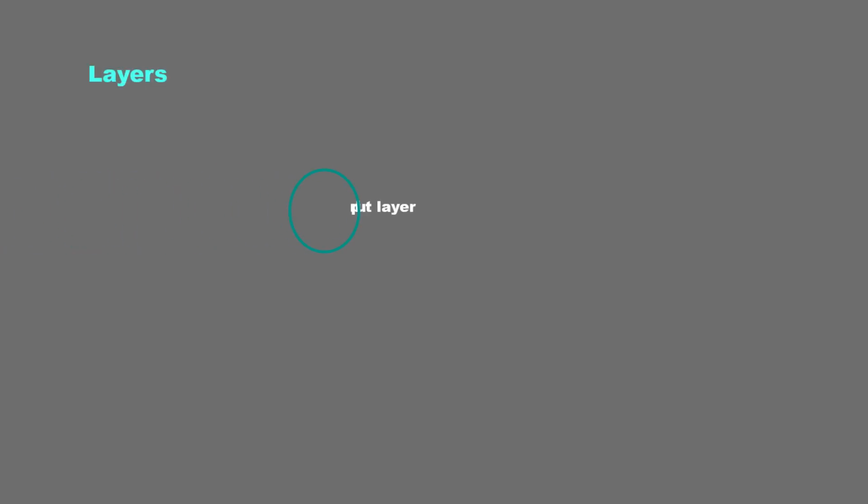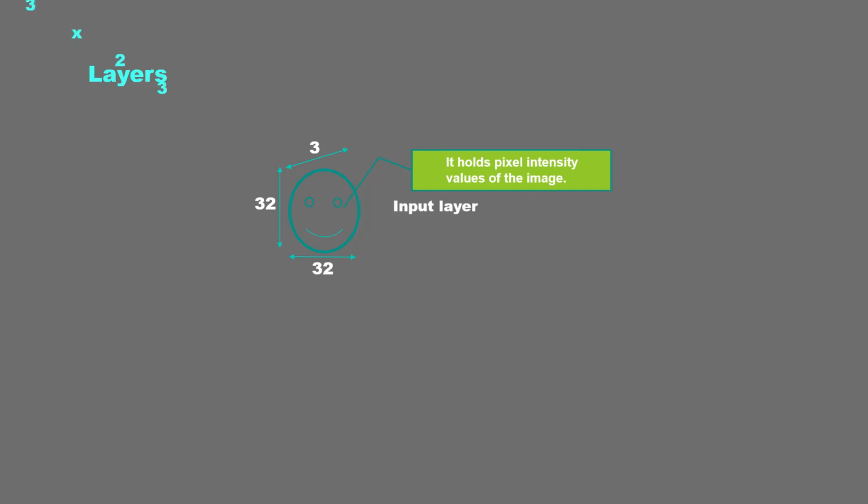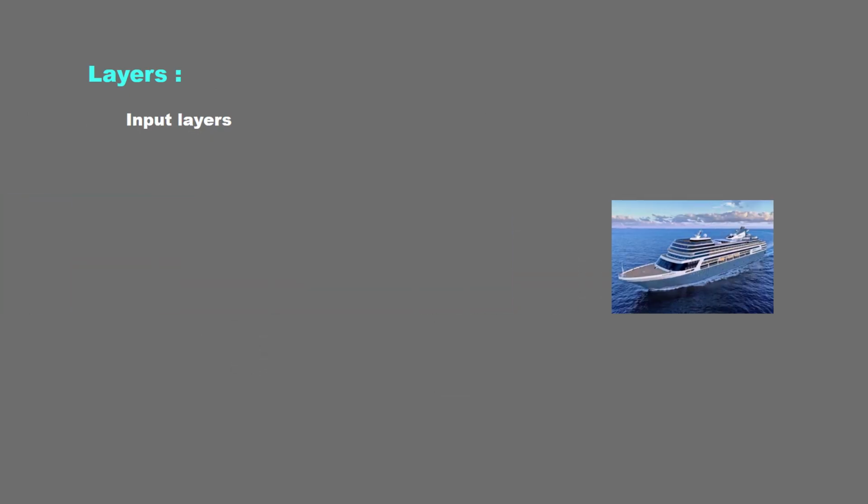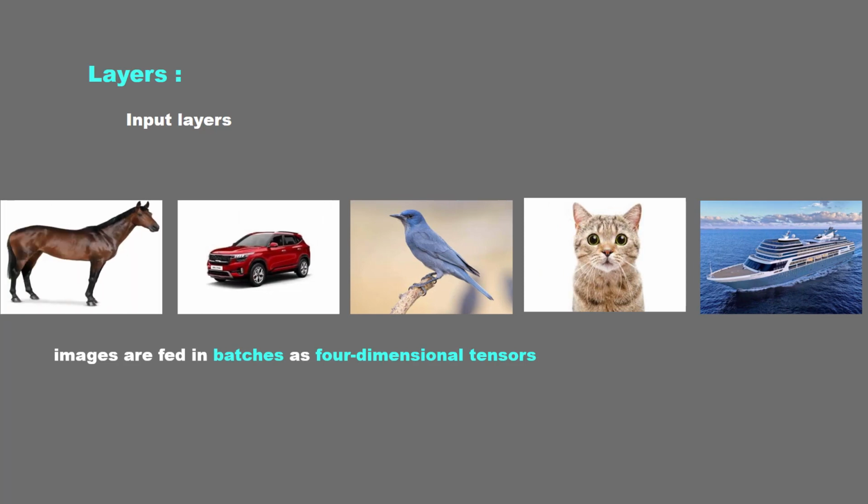First one, the input layer. The input to this layer are images. This layer will hold the pixel intensity values of the image. For example, an input image with width 32, height 32, and depth 3, that is 32 by 32 by 3 for colored images, and 32 by 32 by 1 for gray images. For a colored image, generally we have the red, green, and blue channels, while for grayscale images, we have only one channel. Generally, the images are fed in batches as four-dimensional tensors, where the first dimension is the image index, the second and third dimensions are the height and width of the image, and the fourth dimension is the channel.